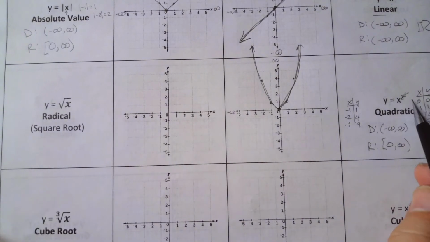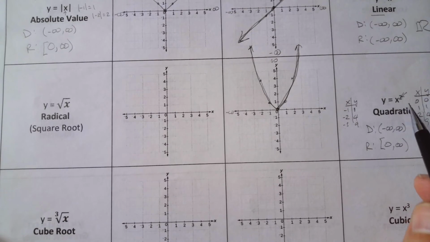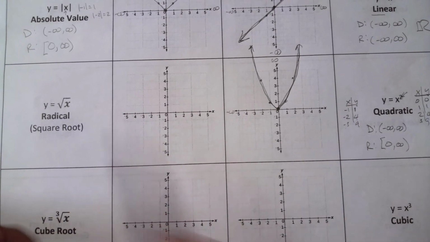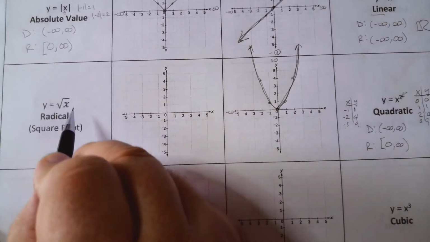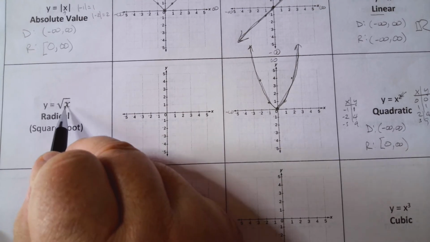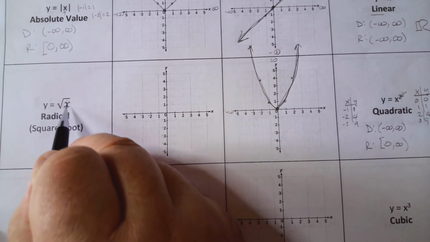Radicals. Radicals are the opposite of squares. If you ever want to get rid of a square, square root it. They'll cancel each other out. So the only rule we have is x inside the radical cannot be negative.